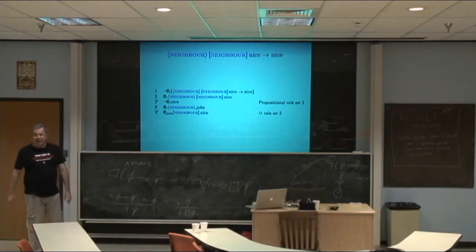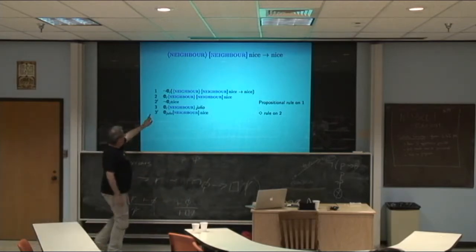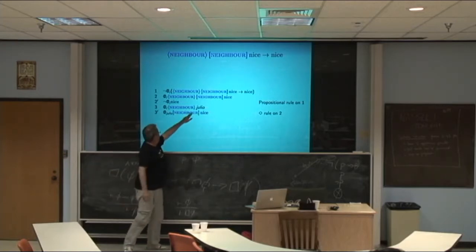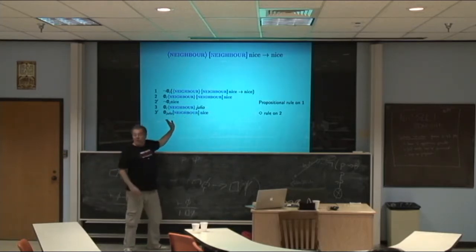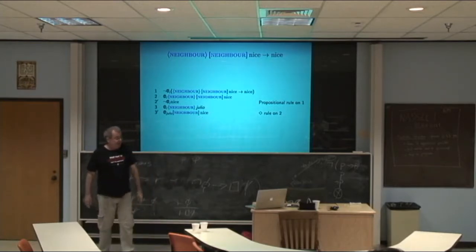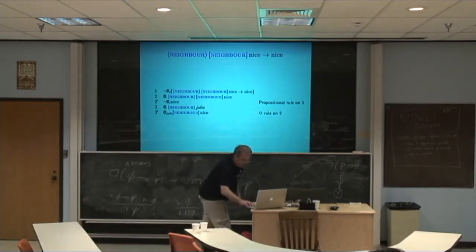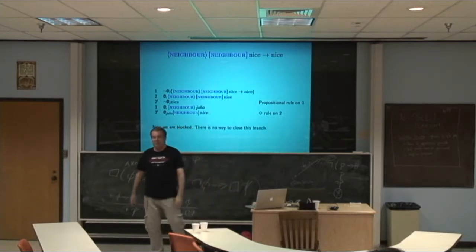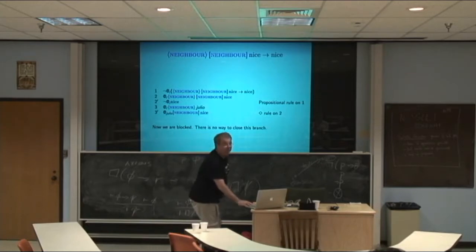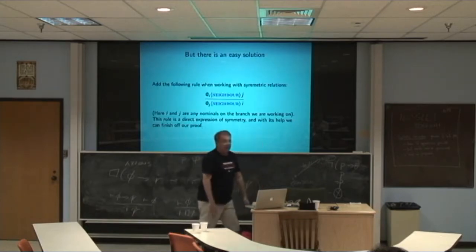And here comes Julio. At I, I've got some neighbor, let's call him Julio. And at Julio, Julio has the property that all his neighbors are nice. And sadly, now we're stuck because there's nothing we can do. So what do we do? We go to the next slide, of course, where it says there is an easy solution.